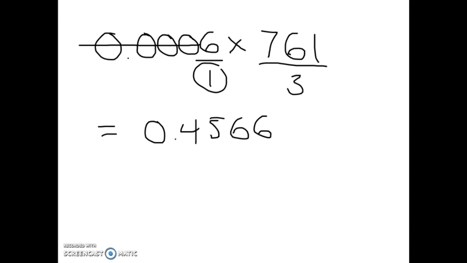So looking at our result, we have 0.4566. Our answer is only going to be including one significant figure, so we will have one number after the decimal point. Looking over to the next number, 5, we can see that we do need to round up, so our final answer is going to be 0.5.